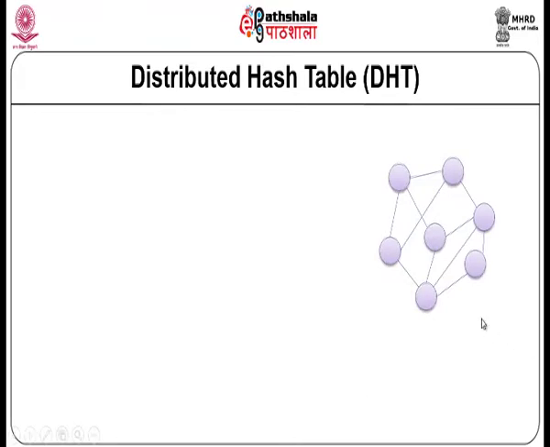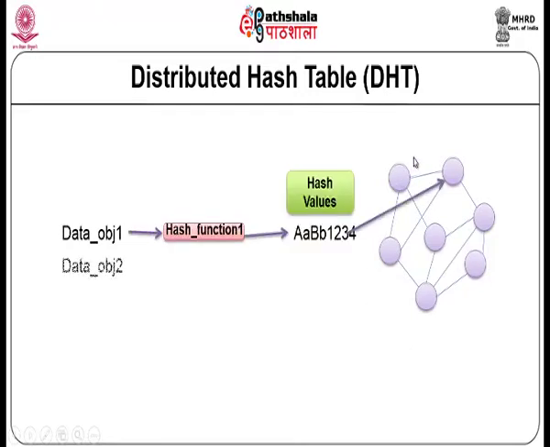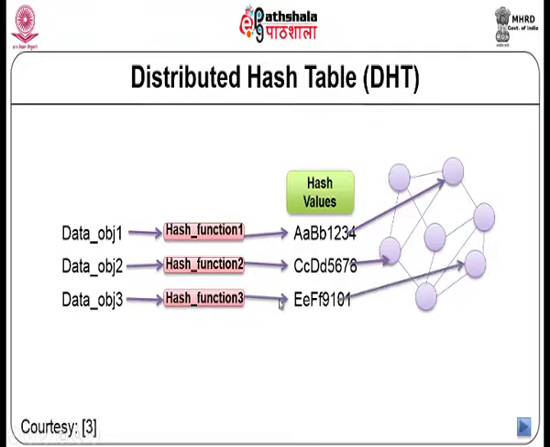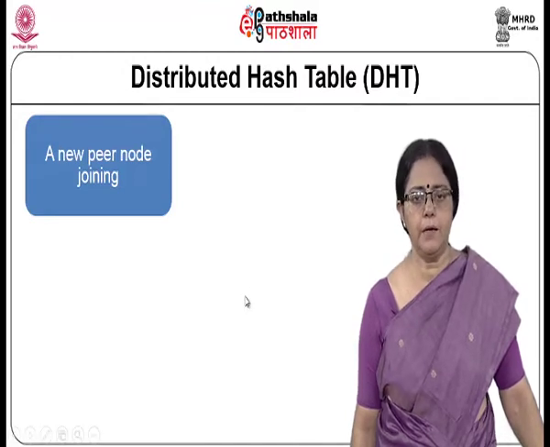So, here is an example. This is our logical network which contains the data, and data 1 will be hashed and stored in a specific node. Similarly, data 2 will be hashed and stored in a specific node, and data 3 will be hashed and stored in a specific node. Whether we should have different hash functions or the same hash function will depend on what kind of data object we have. For the same kind of data object, we can use the same hash function and obtain a unique value for that.